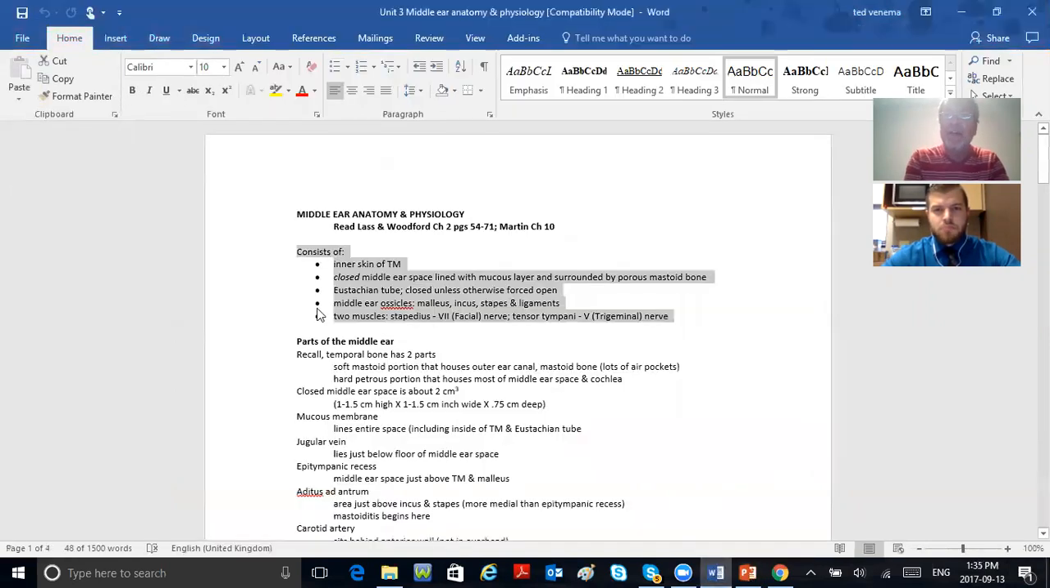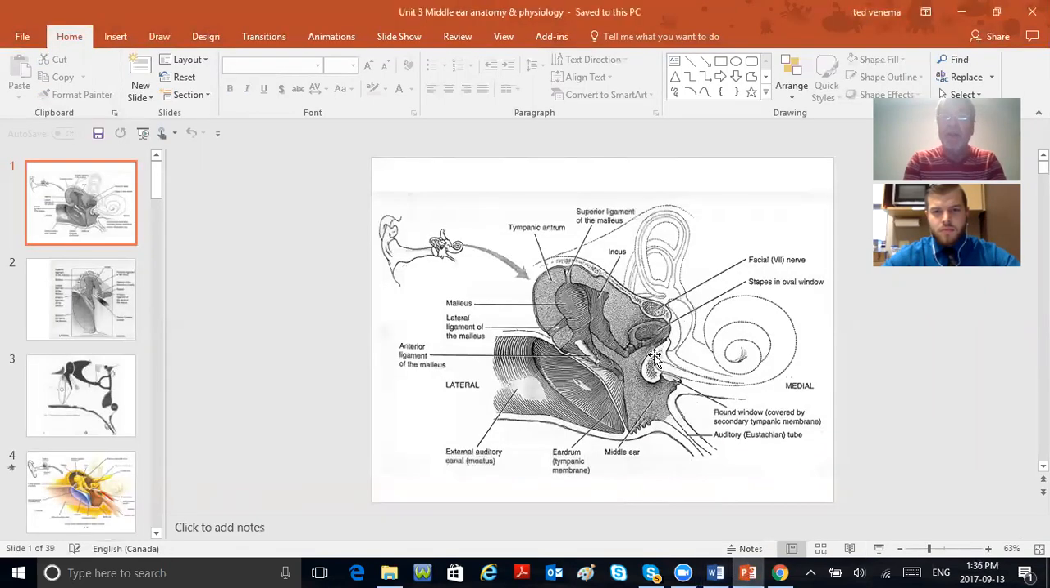Anyway, then the eustachian tube. Realize, the middle ear space is closed, lined with a mucus layer, surrounded by porous mastoid bone. So the bone surrounding most of the middle ear space is continuous with the bone that is right behind your ear. Remember, we covered the temporal bone as the side bone of the skull. It consists of a soft mastoid portion as well as a hard petrous portion. The petrous portion surrounds mainly the inner ear, and the mastoid portion surrounds mostly the outer and middle ears. It's soft and porous.